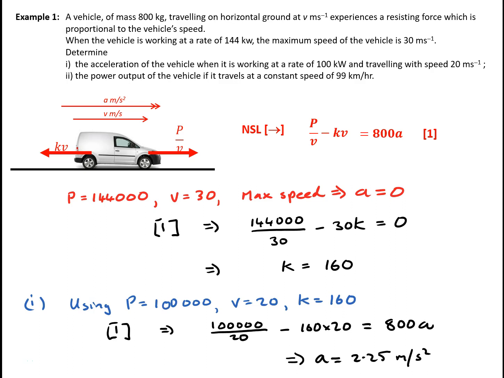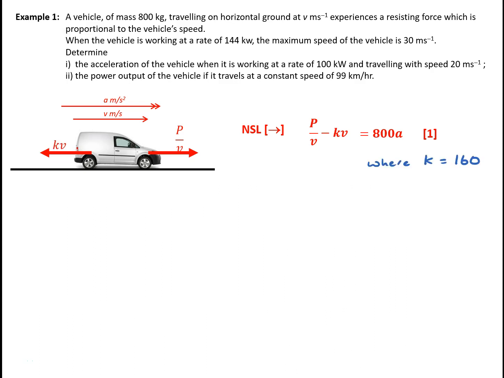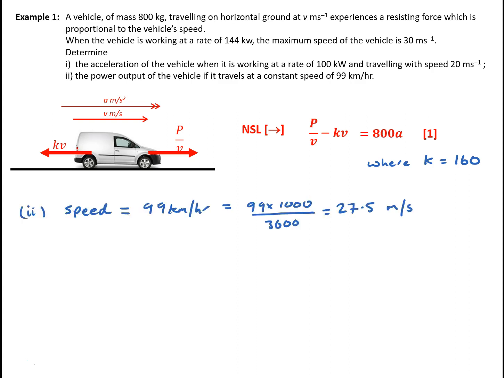Moving on to the second part of the question. If the vehicle is moving at a constant speed of 99 kilometers per hour, we must first of all turn this into SI units. So 99 kilometers per hour is 99,000 meters per hour. But 1 hour is 3,600 seconds. So we've got 99 times by 1,000 divided by 3,600, which gives me a speed of 27.5 meters per second.